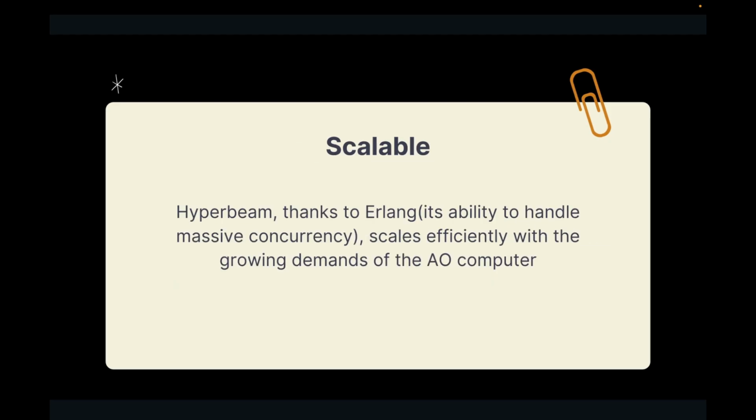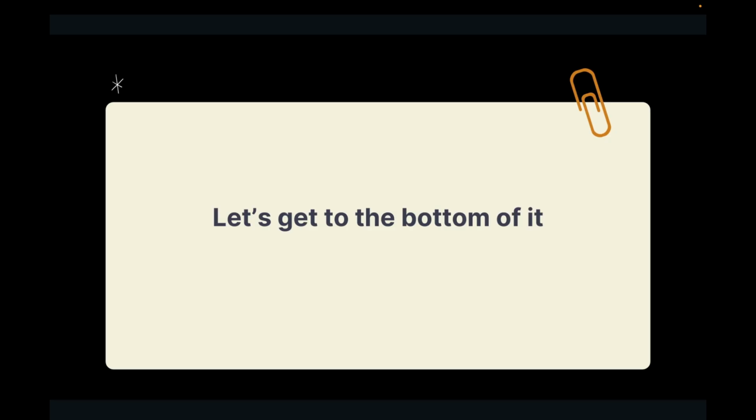Lastly, the AO computer inherits this scalability by default because Hyperbeam, which is the node software and is written in Erlang, also inherits the Erlang ability to handle massive concurrency. And this just shows how the AO computer can scale arbitrarily to the demand. So with that high-level definition of what the AO computer is, let's get to the bottom of it and see what happens behind the scenes.